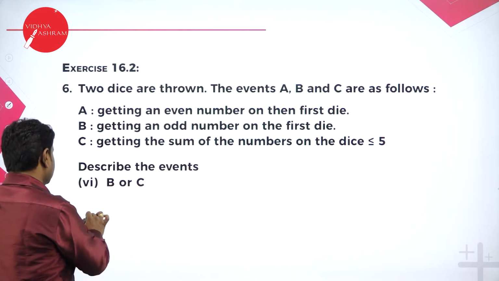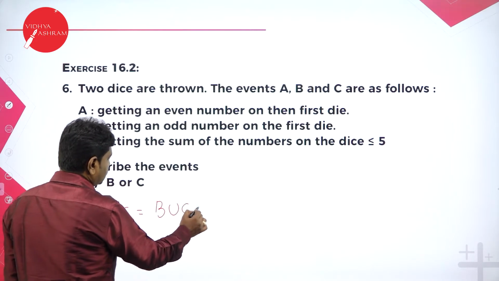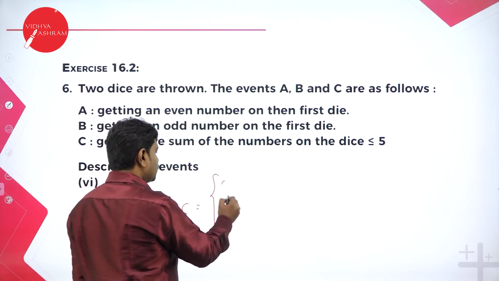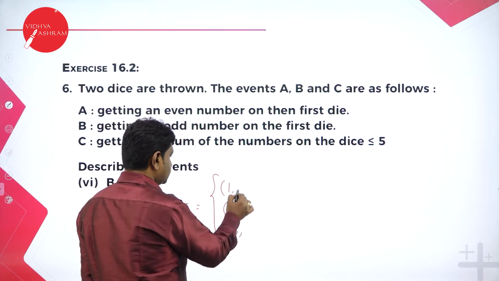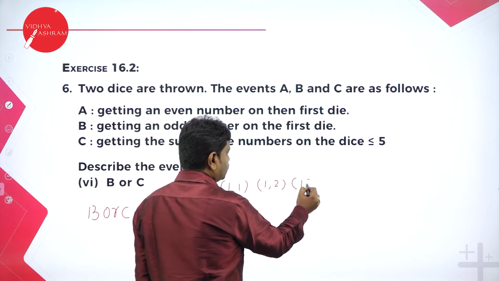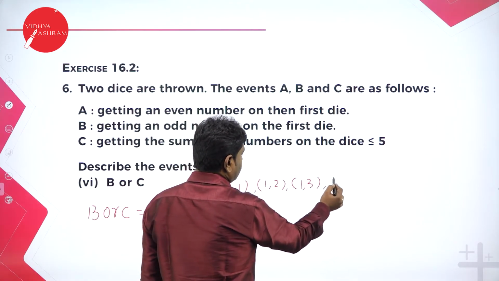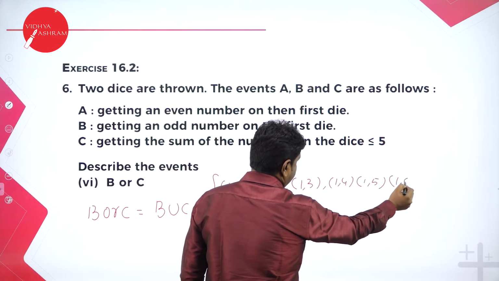Then B or C. What is meant by B or C? Combine B with C. What is B? First number should be odd number. 1, 3, 5. And second 1. All the combinations. 1, 2, 1, 3, 1, 4, 1, 5, 1, 6.